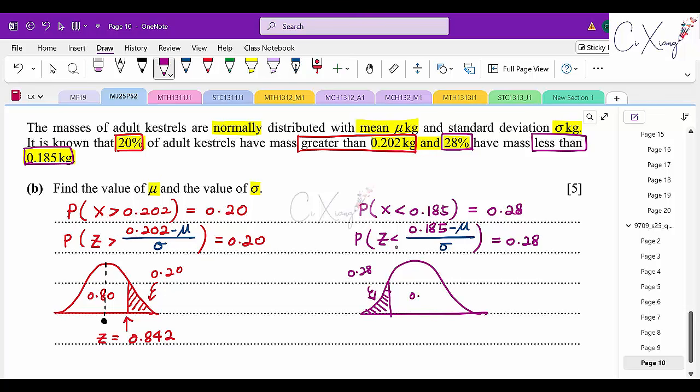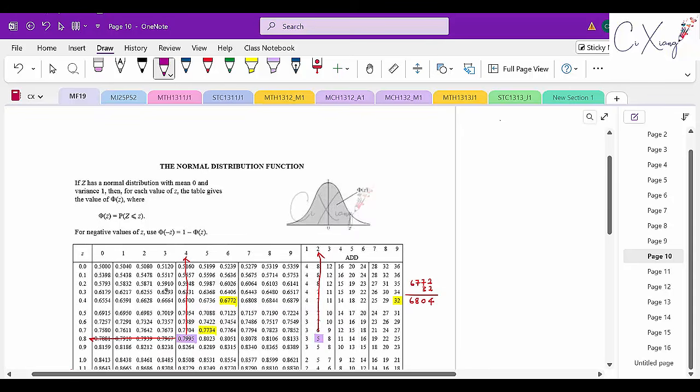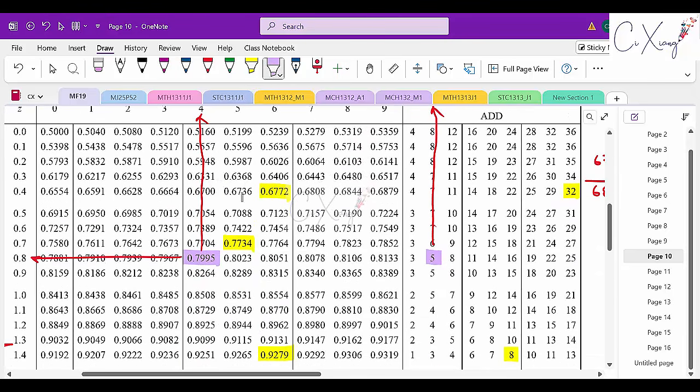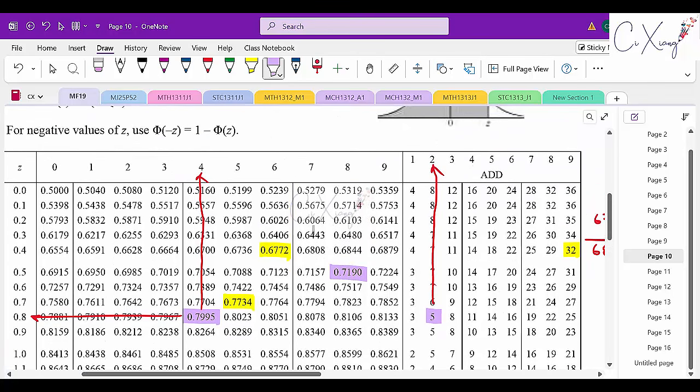The complement area will be 0.72, and this is the value of the z that we want to find. Same thing happened like just now. We are not able to find out the value of z using 0.28 because this is a small area. I have to use the complement area 0.72. Go back to the table again, looking for the area 0.72. The closest value to 0.72 is this one.